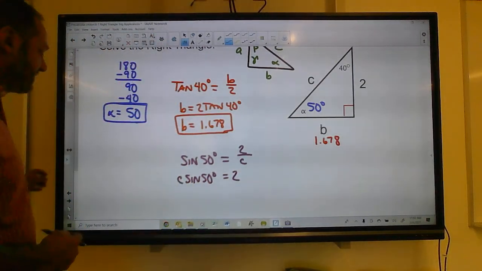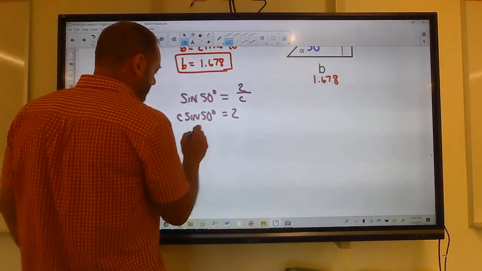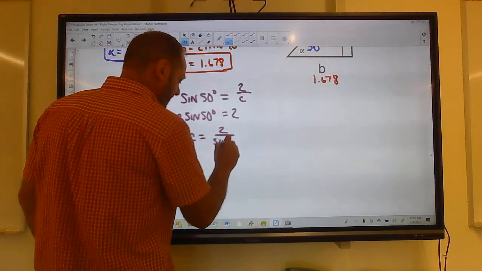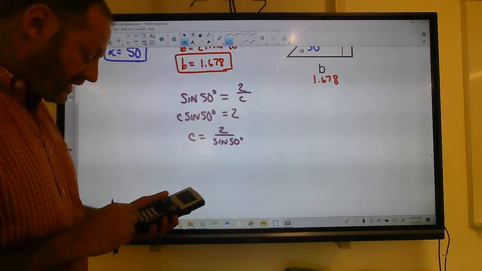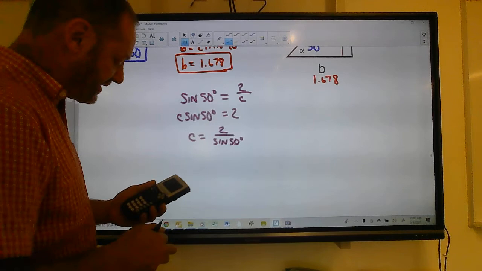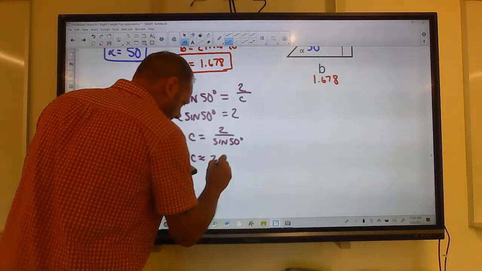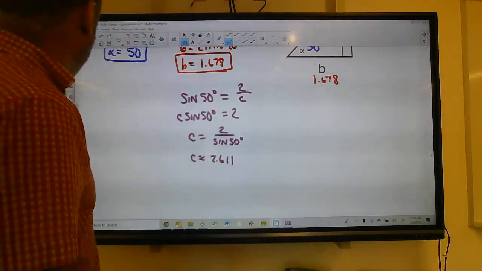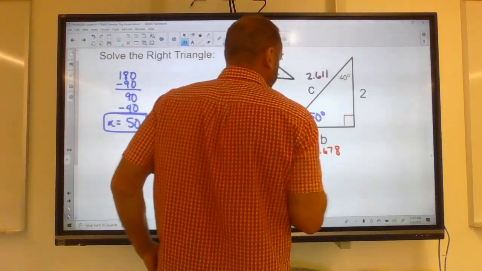So c times the sine of 50 is 2. And then I'm going to divide both sides by the sine of 50. So c is 2 divided by sine 50 degrees. So now I get out my calculator again, and I do 2 divided by sine 50, close the parentheses. Then I get c is approximately 2.611. Okay? So then I'm going to go and put that up here, 2.611.